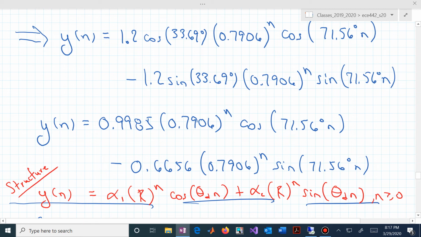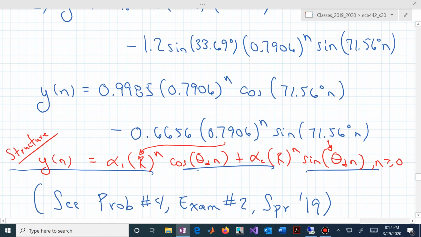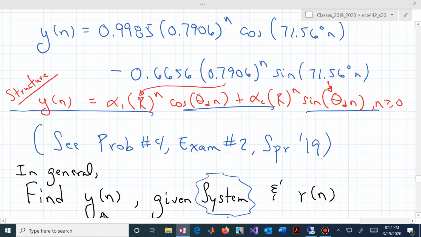If I just ask for the structure, you would need to find r, that's the pole location, and its angle, theta sub d, but that's all you would have to find. You would just find the modes associated with those complex poles, and then you can write down that it's an exponentially damped cosine plus an exponentially damped sine. The exponential damping is the same rate, it has the same r, and the angle theta sub d in the argument of the cosine and sine is the same.